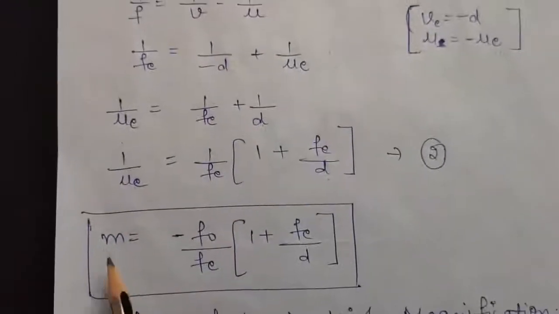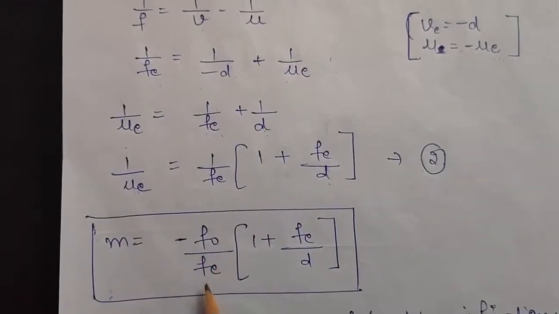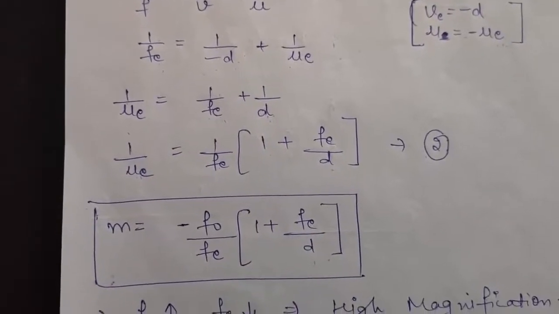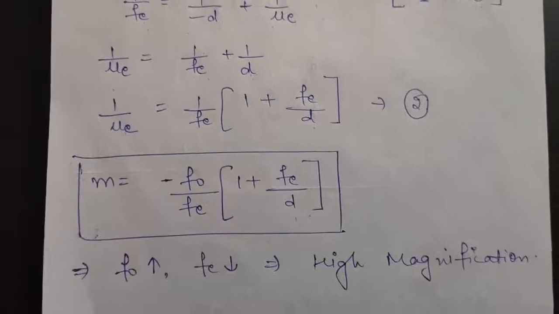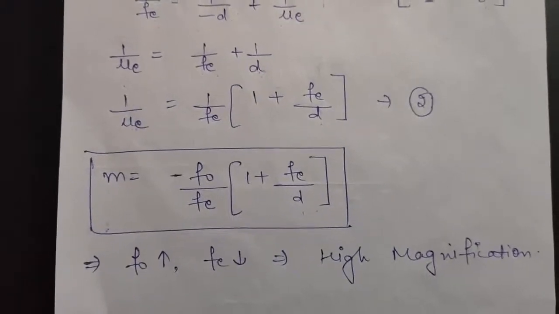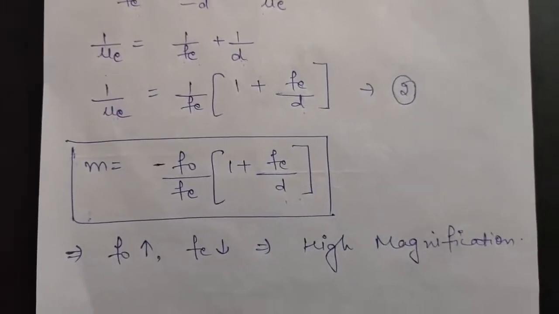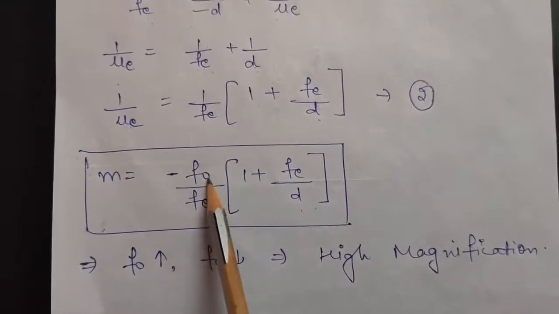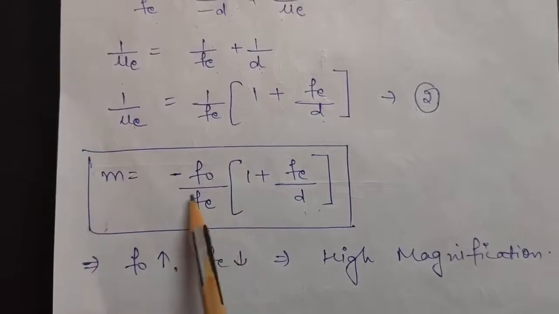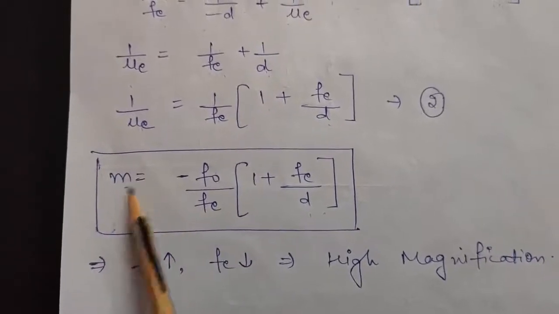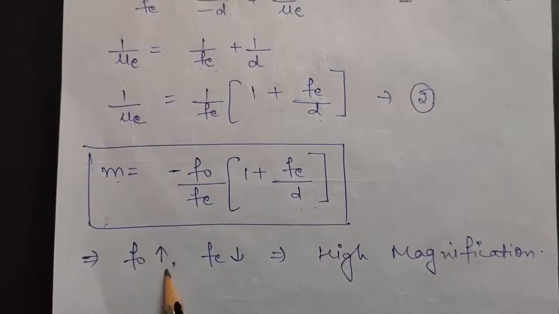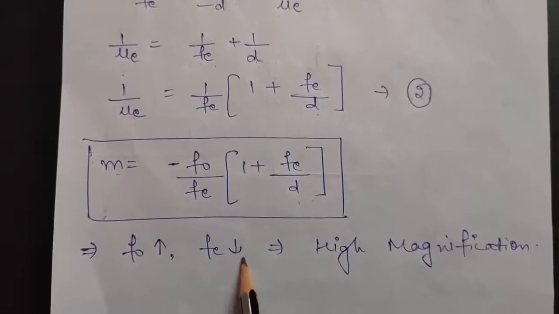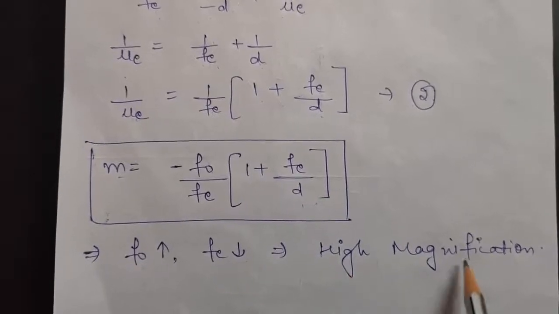So the magnification will come to be minus F0 upon FE into 1 plus FE upon D. This is the formula of magnification for a telescope when the image is formed at the least distance of distinct vision. As you can clearly see here, larger the F0, larger will be the magnification. Smaller the FE, larger will be the magnification. Therefore, we take an objective lens of larger focal length and an eye lens of smaller focal length in a telescope to get high magnification.